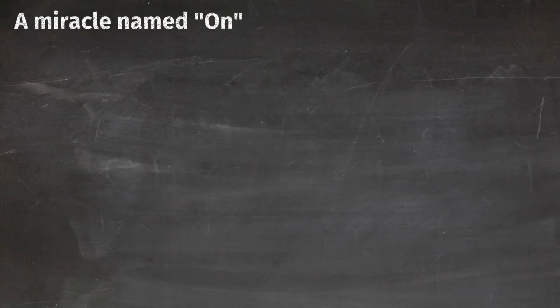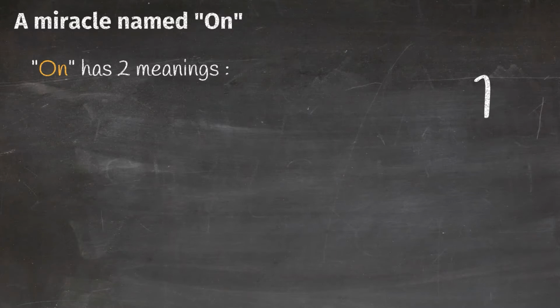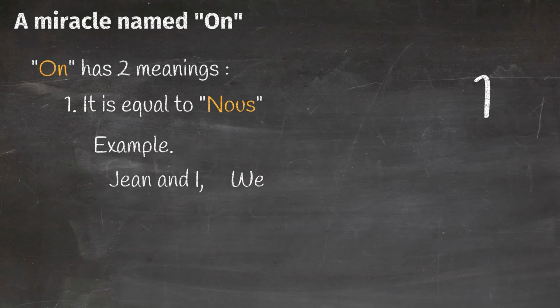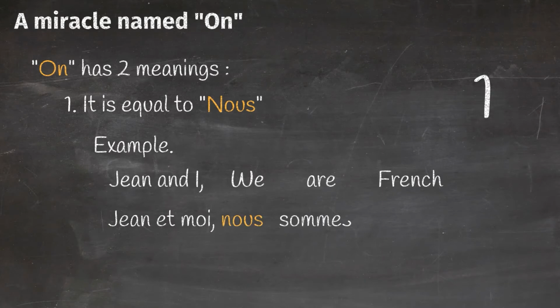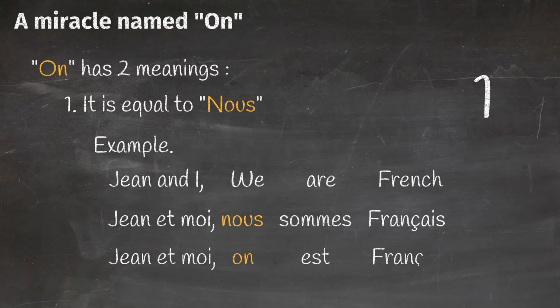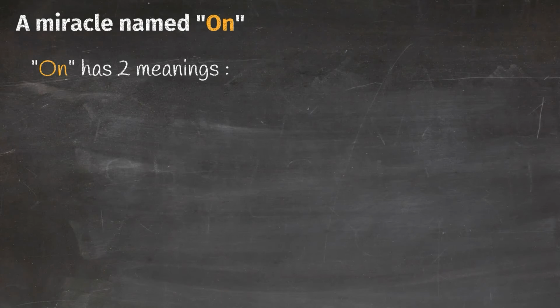A miracle named on. What is it? It has two meanings. Number one, it is equal to nous, for example, if I want to say Jean and I, we are French, I have two options. Either I can say, Jean et moi, nous sommes français, or I can also say, Jean et moi, on est français.